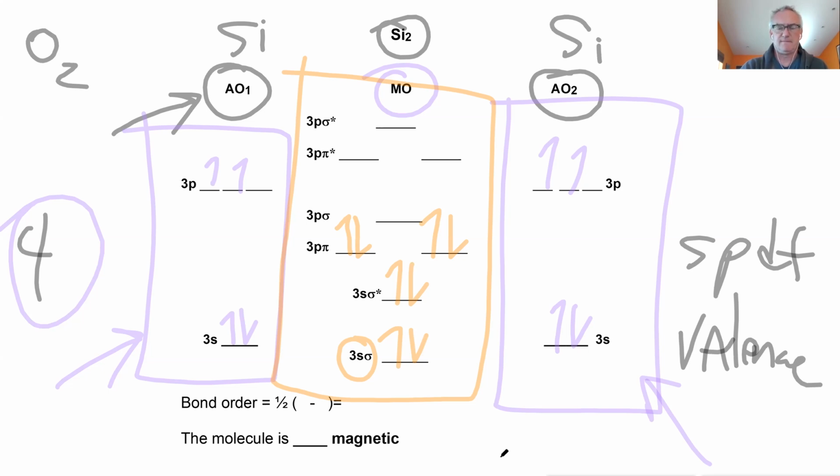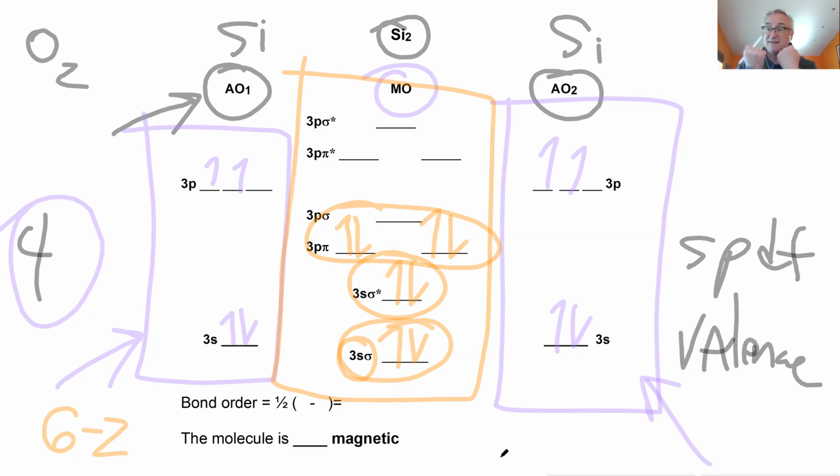Well, 2 of the bonding electrons would be in the sigma. Yep. There's 2. And then 4 of the electrons will be in the pi orbitals. Yep. So that's 6 total that are bonding. And then we subtract the ones that aren't. So which ones aren't bonding? The sigma star. Yes. Those are not. Actually, I shouldn't say they're not bonding. They're anti-bonding.